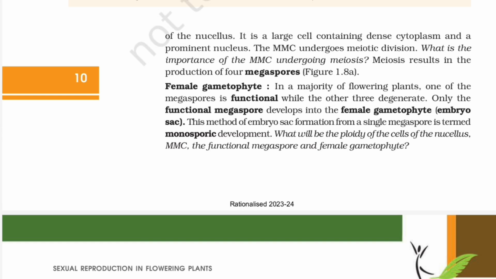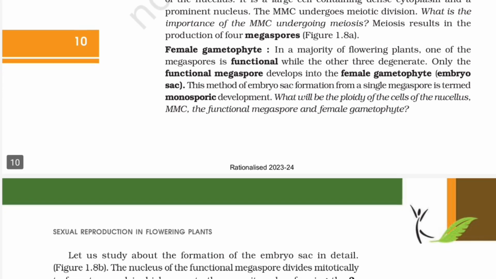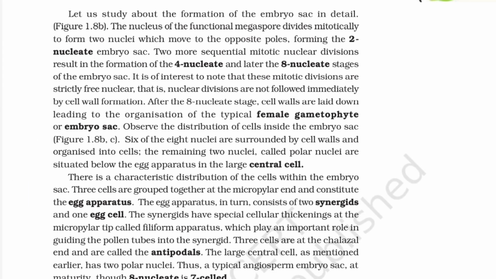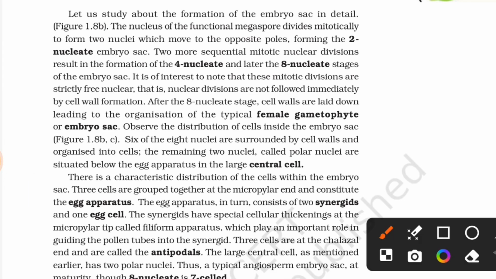Female gametophyte. In a majority of flowering plants, one of the megaspores is functional while the other three degenerate. Only the functional megaspore develops into the female gametophyte, the embryo sac. The method of embryo sac formation from a single megaspore is called monosporic development. What will be the ploidy of the cells of the nucellus, the MMC, the functional megaspore and the female gametophyte? Let us study the formation of the embryo sac in detail.